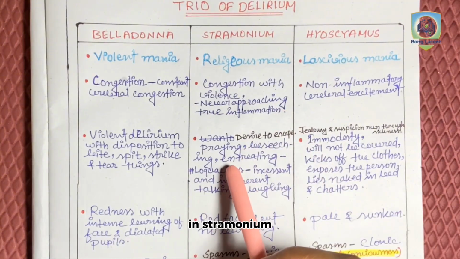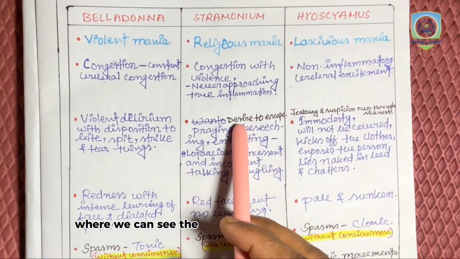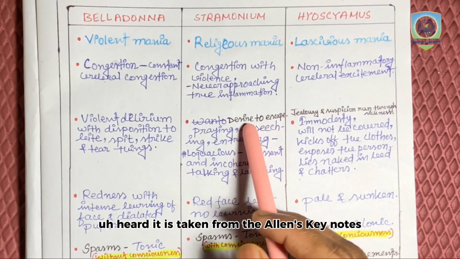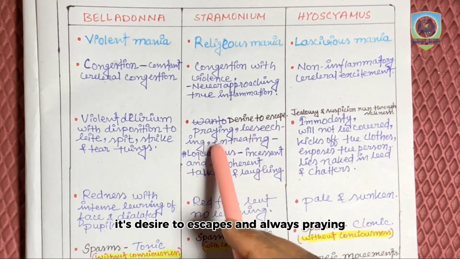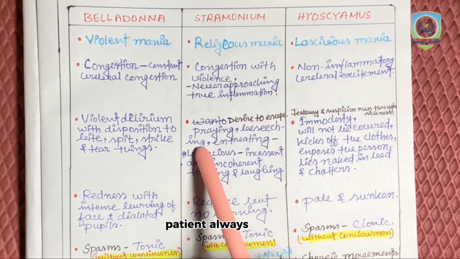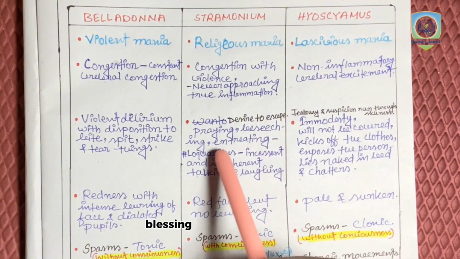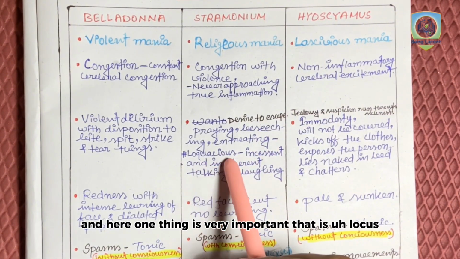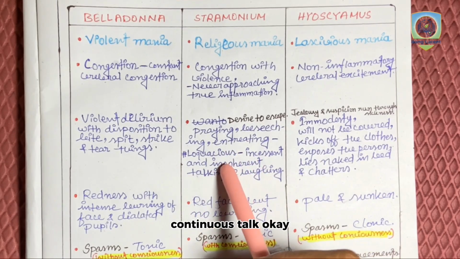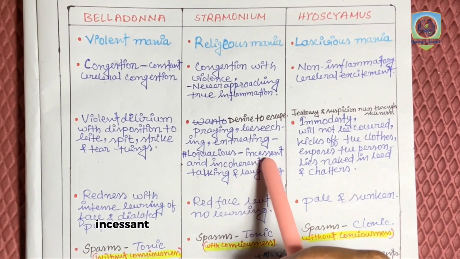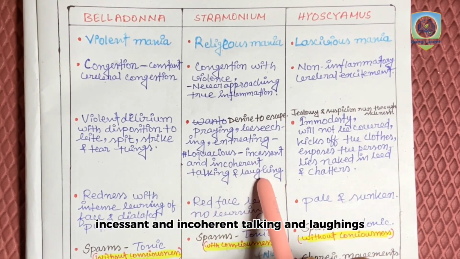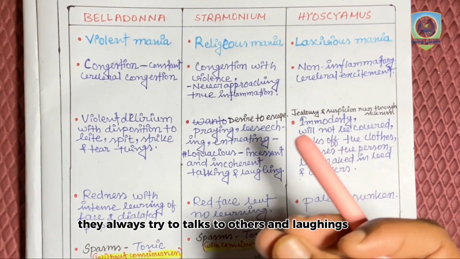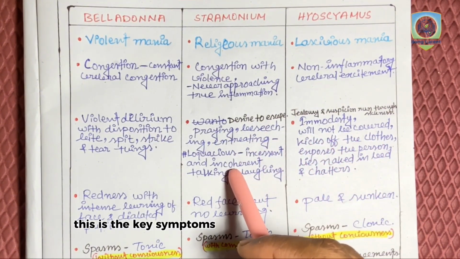In stramonium, we can see the patients always desire to escape. It is the key symptom taken from Allen's Keynotes. Desire to escape and always praying. As the religious mania is marked, the patient is always praying, beseeching and entreating. And here one thing is very important, that is loquacious. Patients always try to talk continuously. Which type of talk? Incessant and incoherent talking and laughing. They always try to talk to others and laugh alone. This is the key symptom of stramonium.